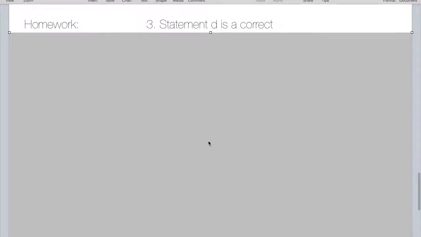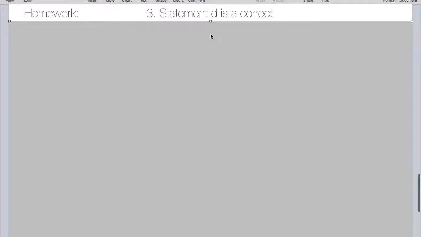I wanted to take a little bit of time just to talk about the homework and how you approach that. Most of it was actually fairly easy, definitely short. So number 1 asks us to write the null and alternative hypotheses for each scenario.